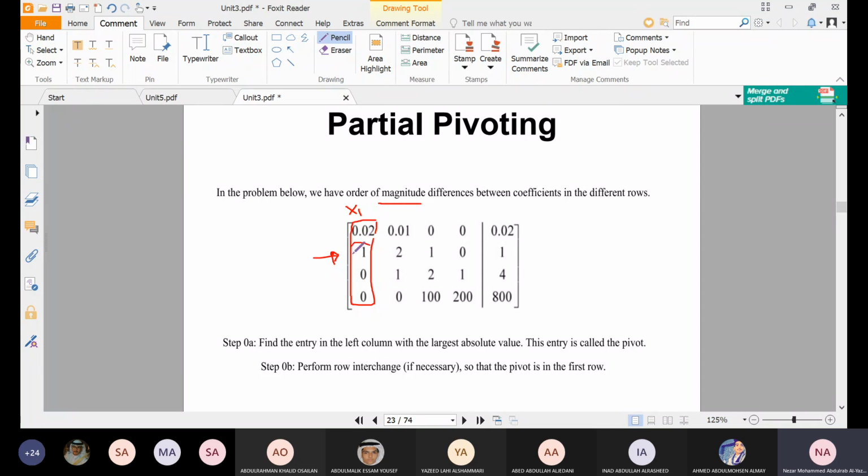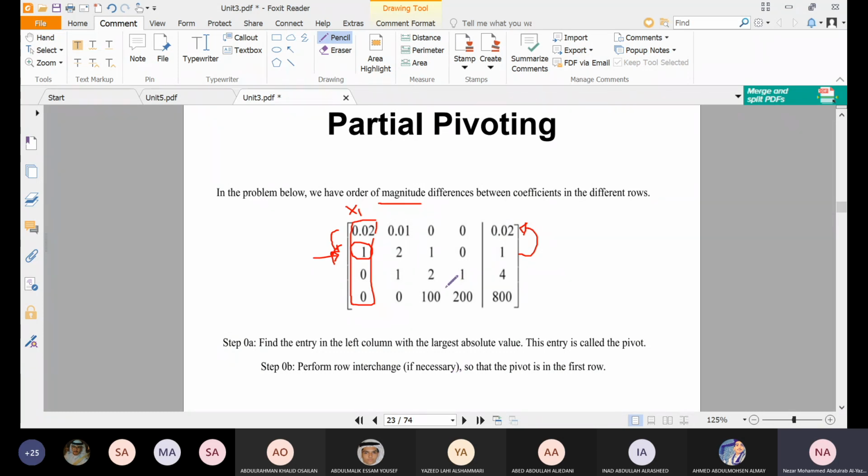So here, for example, we find this is the maximum magnitude. If this is the maximum magnitude, I will interchange, or swap, this one with the first row. So this now becomes the pivot row. The second row becomes the pivot row, and row 1 will return back to this place. So we have swapping now between the rows.